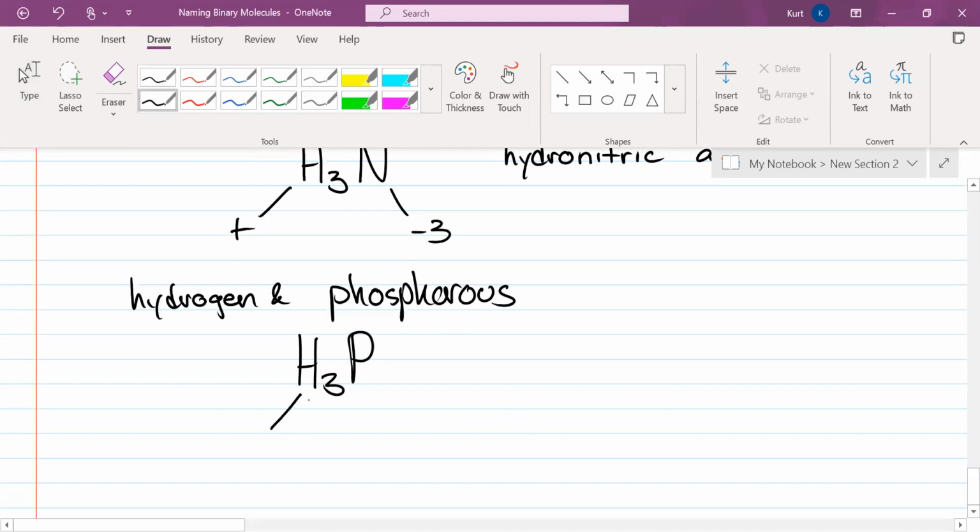Okay. Hydrogen is found in group 1. It has a positive 1 charge. Phosphorus is found in group 15. It has a negative 3 charge. You need 3 hydrogens to balance it out. If Jade weighed 300 pounds and Max weighed 100 pounds, how many of each of them do I need to balance each other out? I need 3 Maxes. I need 1 Jade. 300 to 300.